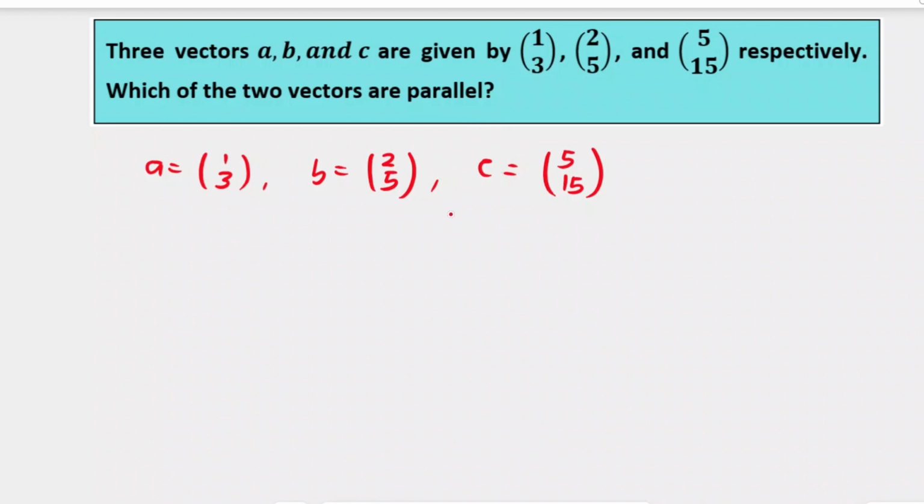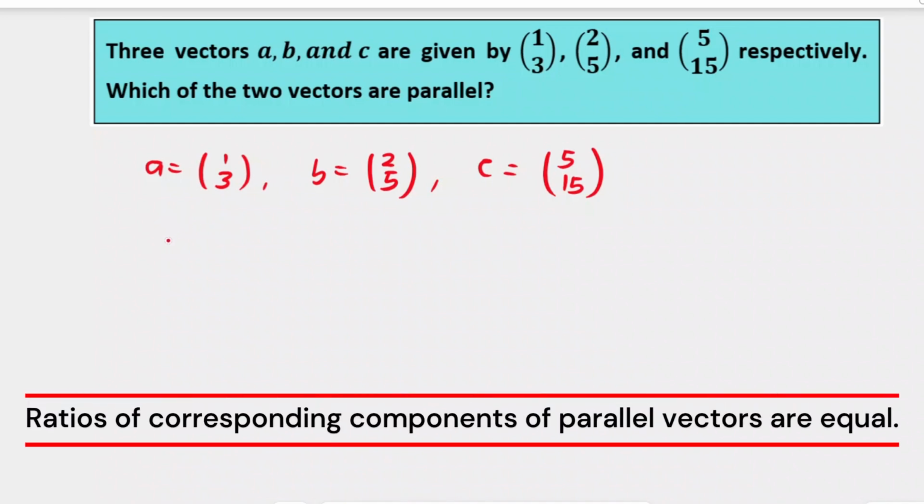That means two of the vectors are parallel. So how do you know that the vector a and b are parallel, that of, let's say, b and c are parallel, or let's say a and c are parallel? So we're going to do these combinations, and you see the two vectors that are parallel. So let me start with the vector a and b. Now we know that for vectors to be parallel, then the ratio of their corresponding components must be the same.